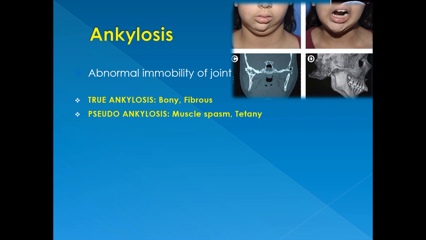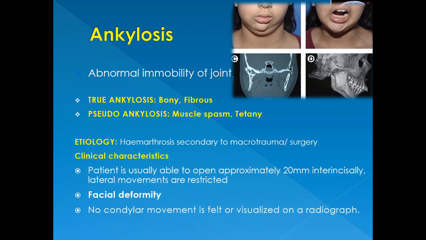Coming to etiology, the most common reason for ankylosis is hemarthrosis, which is secondary to macrotrauma or previous surgery, infection, etc. The clinical features include that the patient is able to open approximately 20 millimeters interincisally with restricted lateral movements. So even in ankylosis, the condyle can still rotate with some degree of restriction on the inferior surface of the disc, so the patient will be able to open at least 20 millimeters. This will again result in facial deformity, and no condylar movement is felt or visualized on a radiograph.